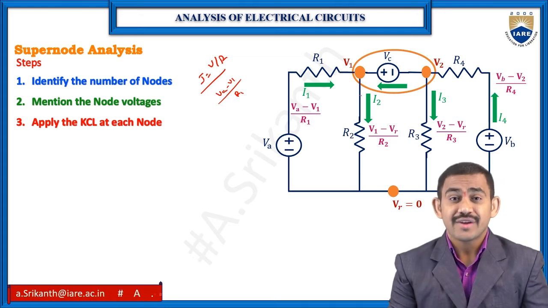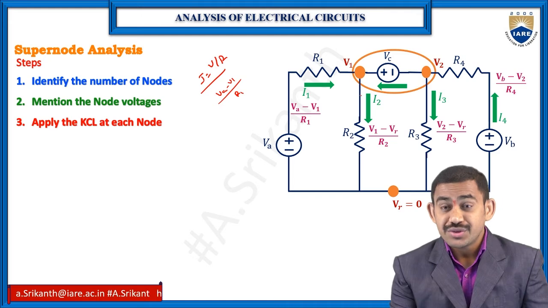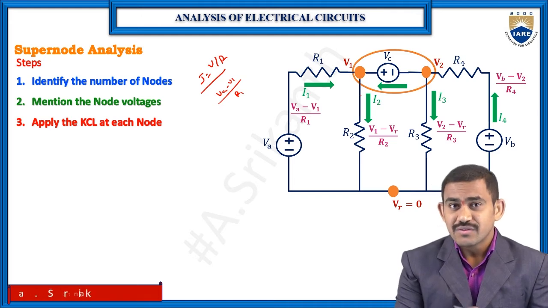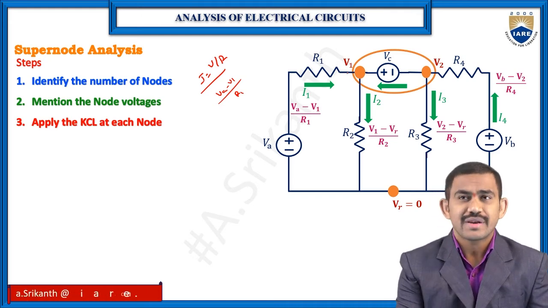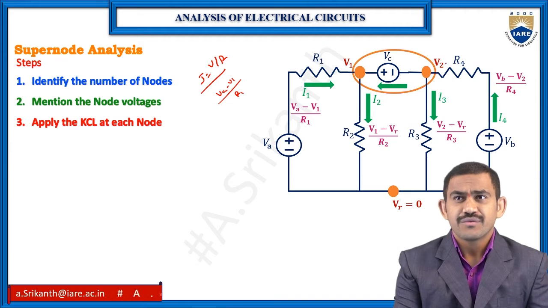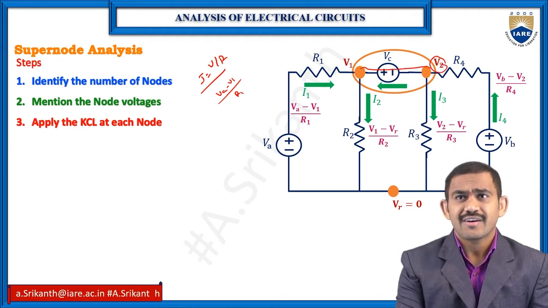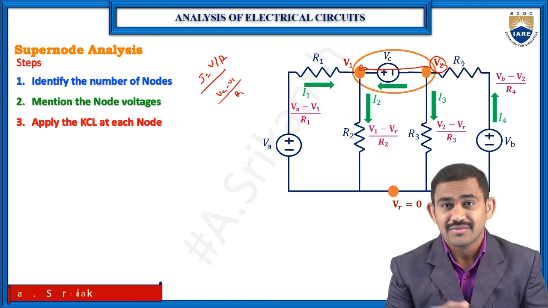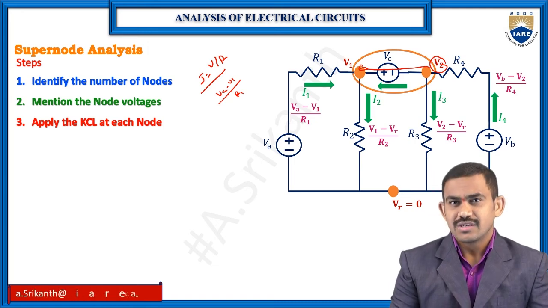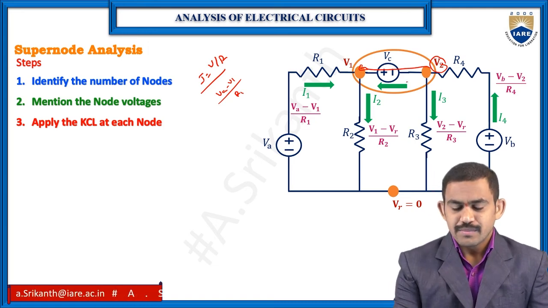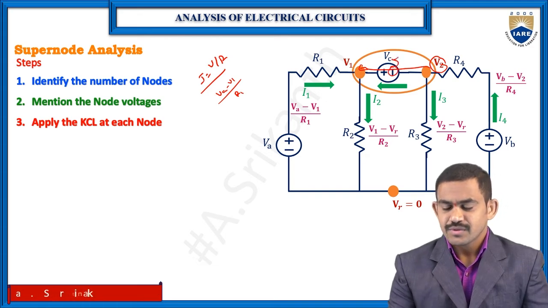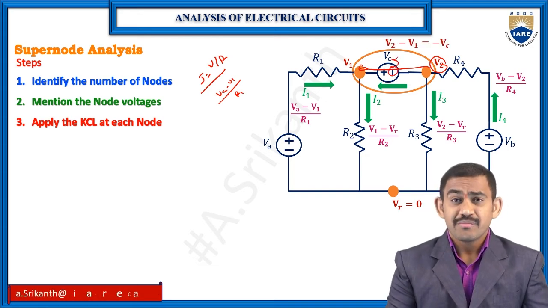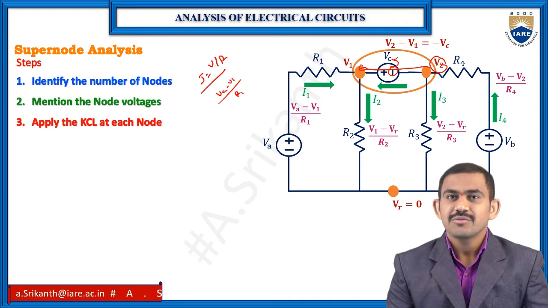Then when you write the equation, it is V2 minus V1. So current direction V2 to V1 I have. So V2 minus V1 equal to minus, this is the current direction started with minus. So minus Vc. Simple. So V2 minus V1 equal to minus Vc.